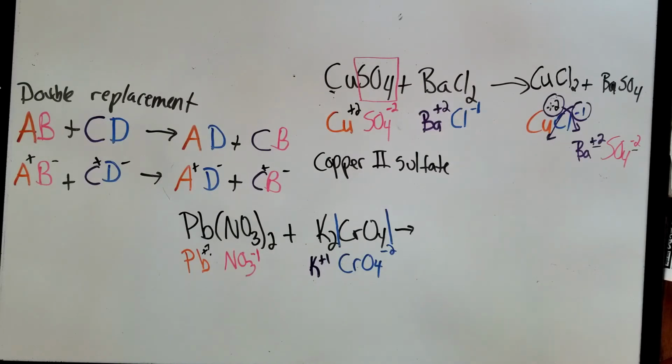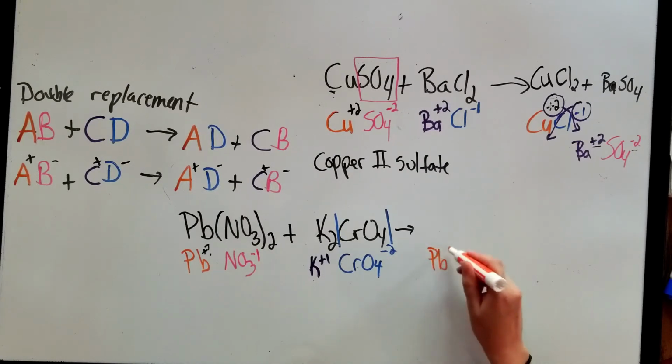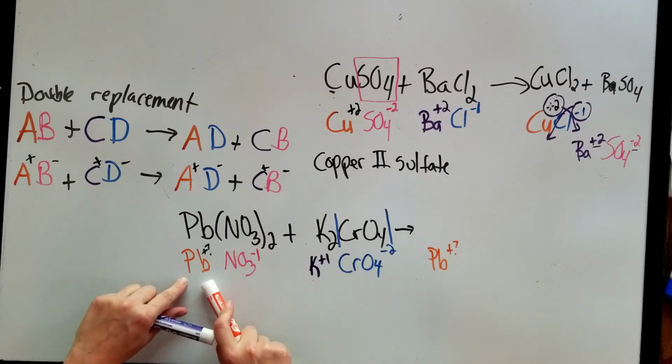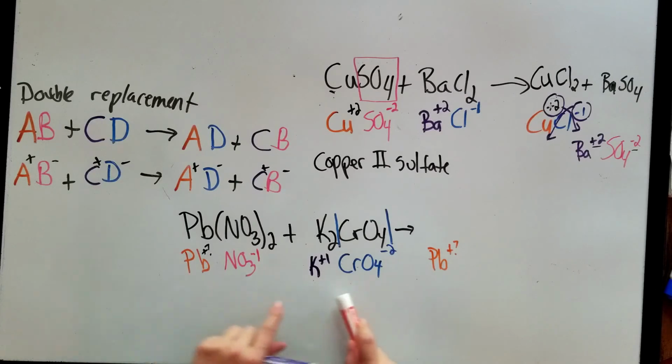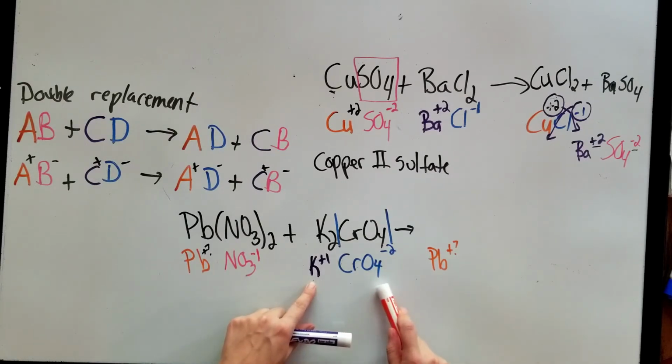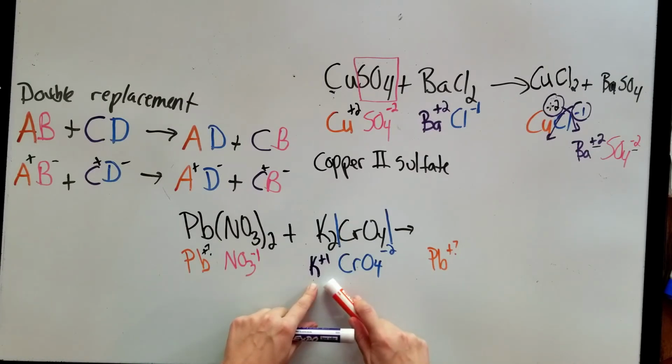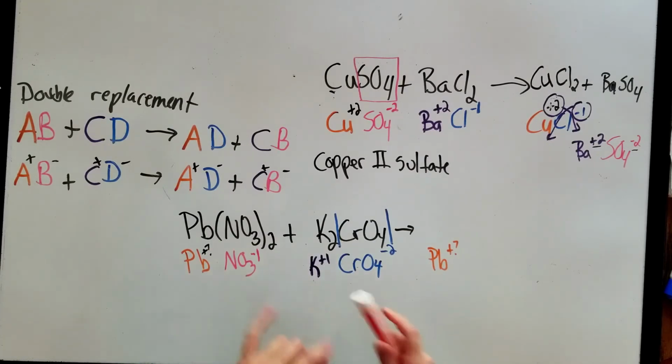Okay, so now we need to switch partners. So when we switch partners, let's start with lead, Pb. So we know it's positive, but the positive question mark is what we don't know. So this positively charged cation isn't going to be with NO3 anymore. It's now either going to be with potassium or with the chromate ion. So which one is it going to want to be with? Is it going to want to be with potassium? No, we don't want two positives together. So it's going to be with the chromate.